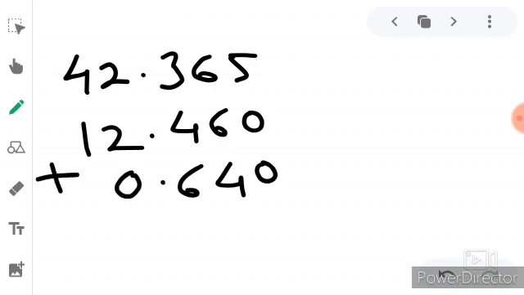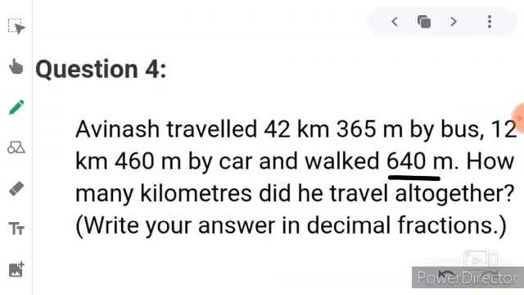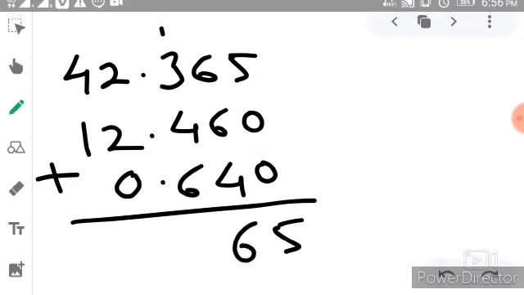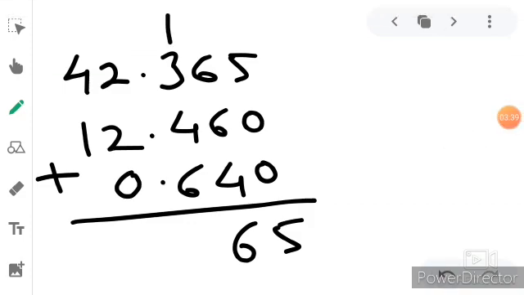Now add. So how many kilometers did he travel altogether? So we'll have to do addition. 5 plus 0 plus 0 is equal to 5. 6 plus 6 is 12. 12 plus 4 is 16. 1 carry. 1 plus 3 is equal to 4. 4 plus 4 is equal to 8. 8 plus 6 is equal to 14. Again 1 carry. Decimal point as it is.